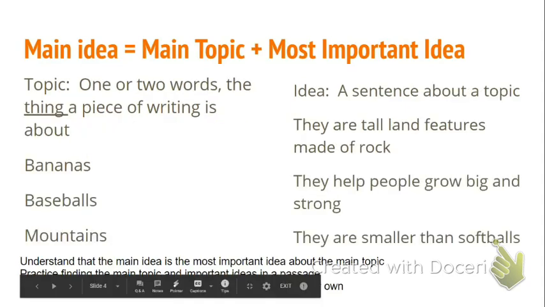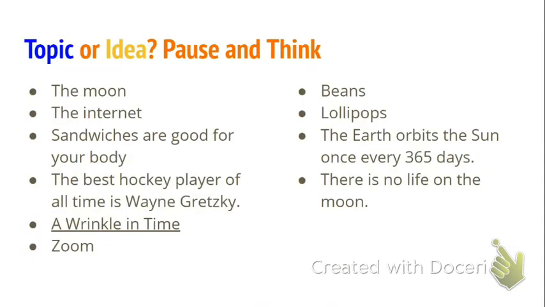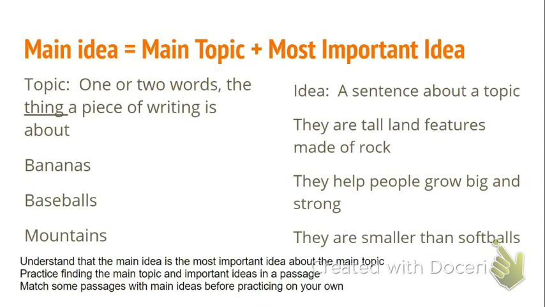Okay, so the topic would be one or two words, and it's the thing a piece of writing is about. So, for example, bananas, that's a topic. Baseballs, that's a topic. Mountains, that's a topic. An idea would be a sentence about a topic. They are tall land features made of rock. They help people grow big and strong. They're smaller than softballs. Okay, an idea is about a topic.